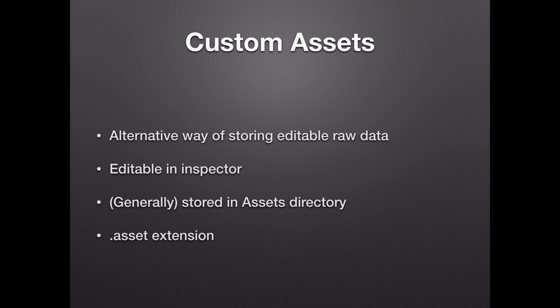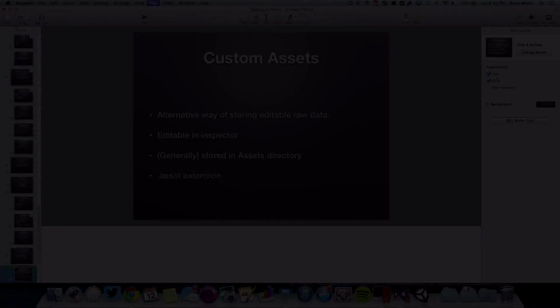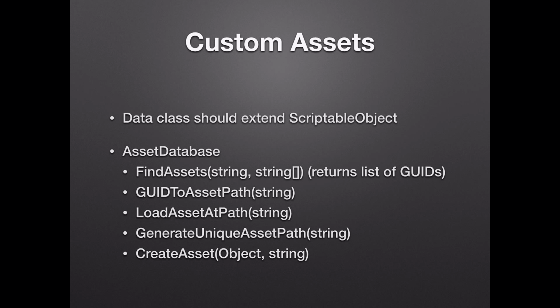So the actual data is generally stored in the assets directory, and they need to be stored using the .asset extension. That's the only way that Unity knows that it's a Unity asset. So the class that actually has the data in it should be extending scriptable object, which is a class that Unity provides for essentially this purpose. Any object that needs to be a Unity object, but not a component. Scriptable object does that. And then asset database is the class that you will primarily work with to manipulate stuff.